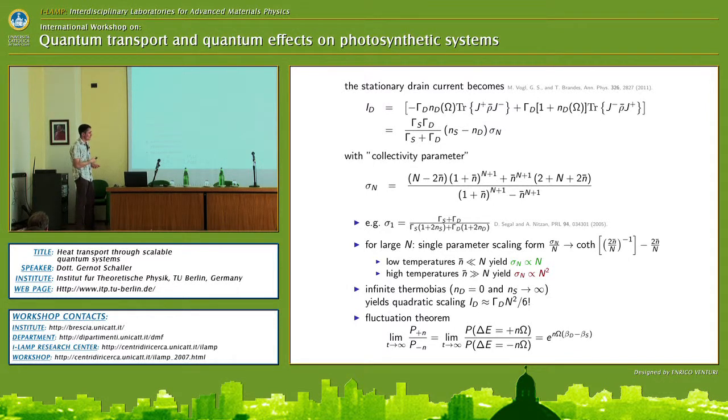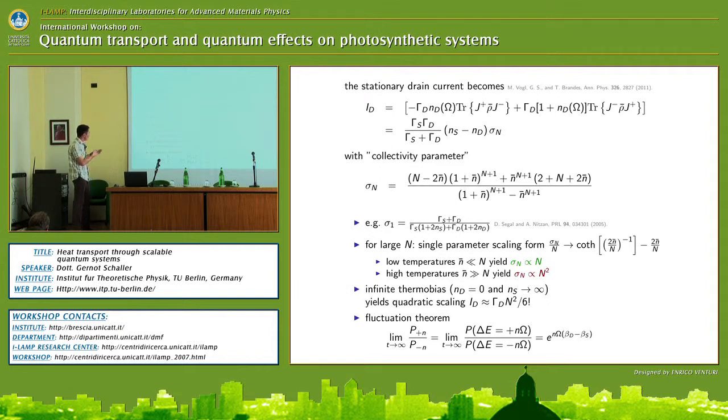So, a product of these gammas, which has to be reasonable, right? I mean, current has to vanish if you cut away one bath. And the difference of these two occupations: the source occupation and the drain occupation, times some collectivity parameter. And this collectivity parameter is now the interesting thing to look at.